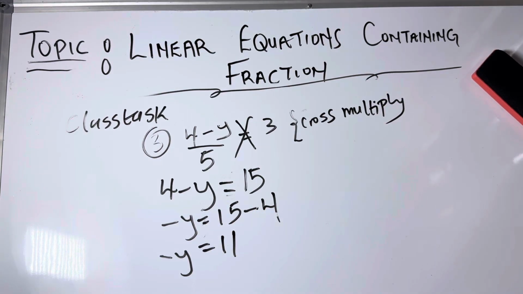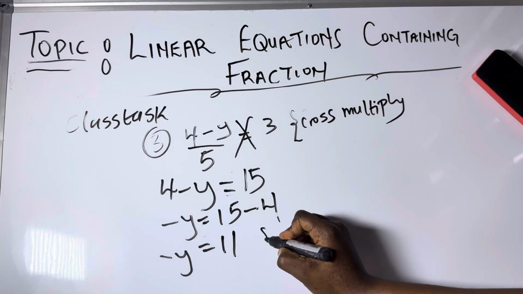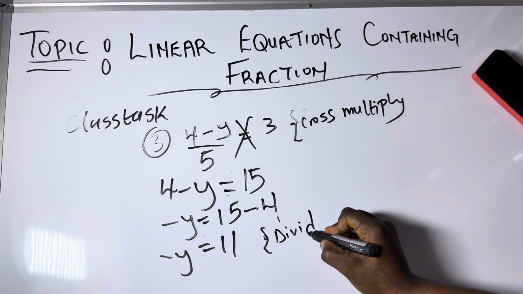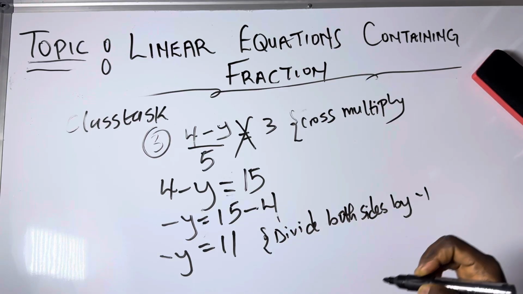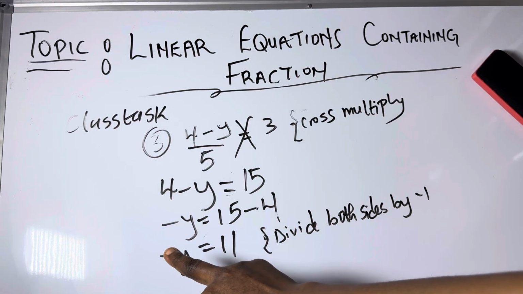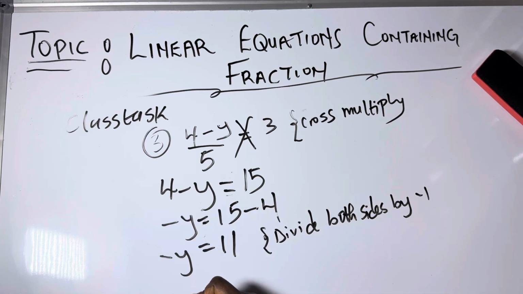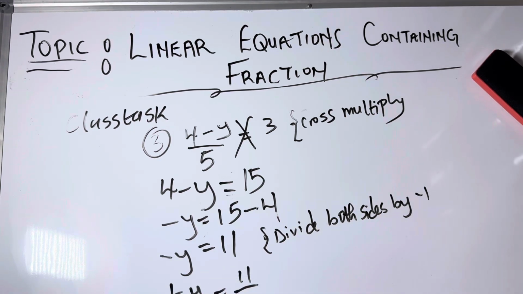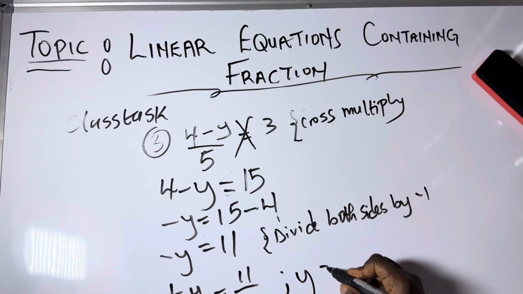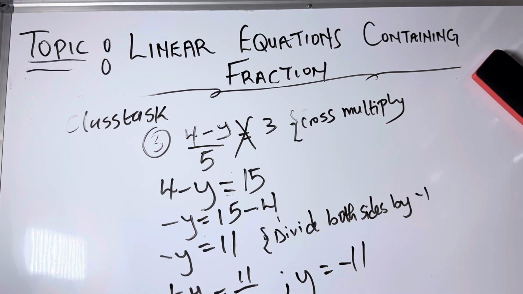Now, to make the y the subject of the formula, we divide both sides by minus 1, because the coefficient of this y here is 1. So now, that means minus y divided by minus 1 equals 11 divided by minus 1. This cancels this. So therefore, y equals minus 11. Do you understand?